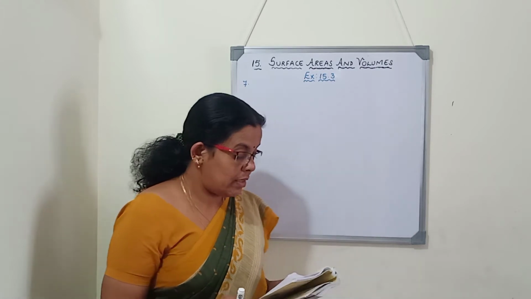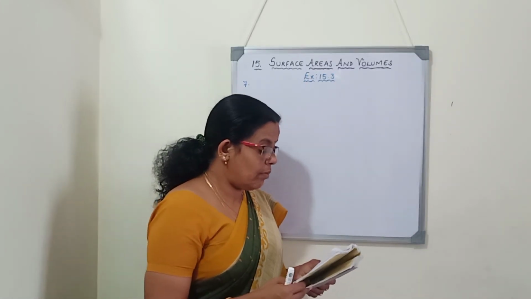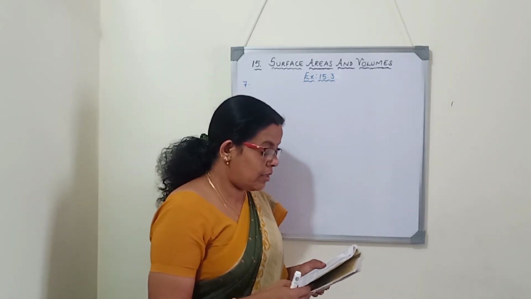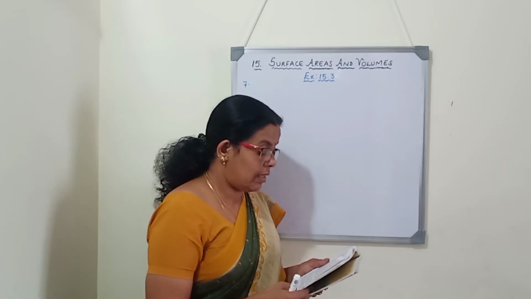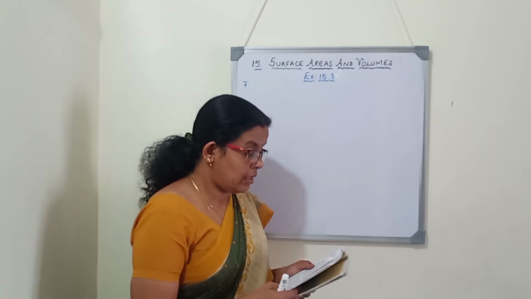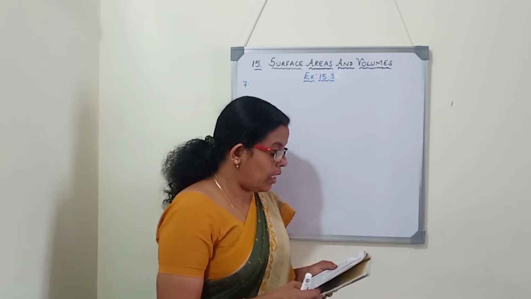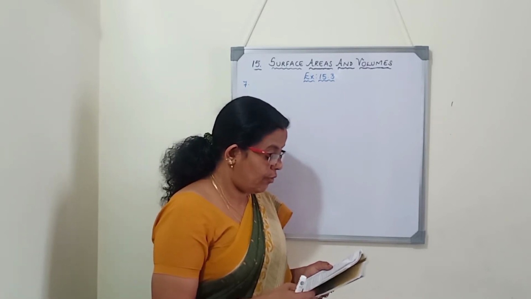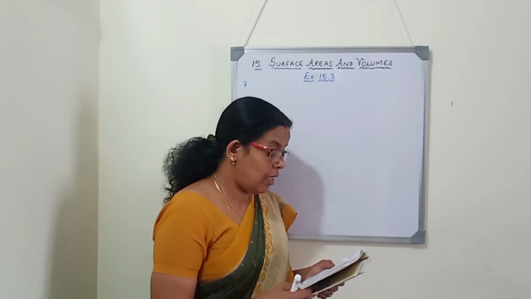7th question. A cylindrical bucket 32 cm high and with radius of base 18 cm is filled with sand. This bucket is emptied on the ground and a conical heap of sand is formed. If the height of the conical heap is 24 cm, find the radius and slant height of the heap.